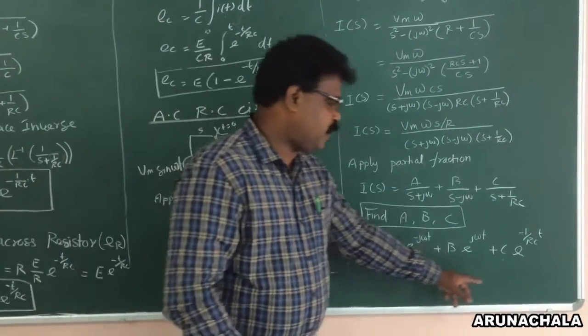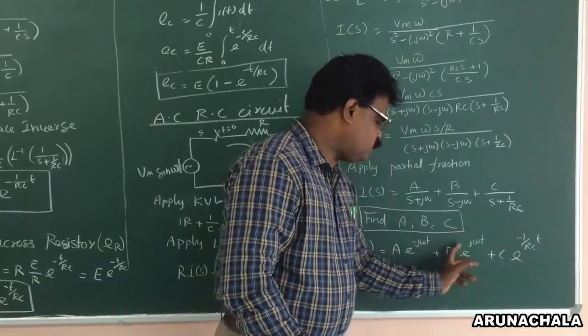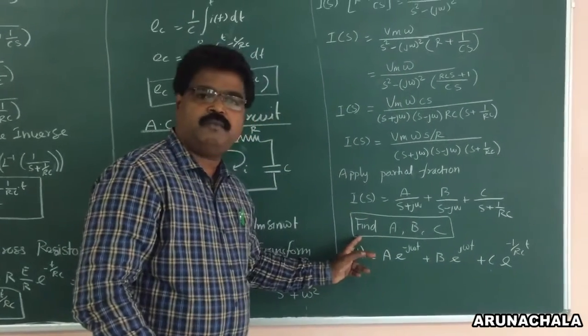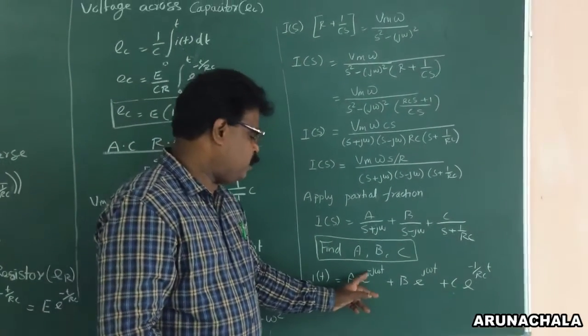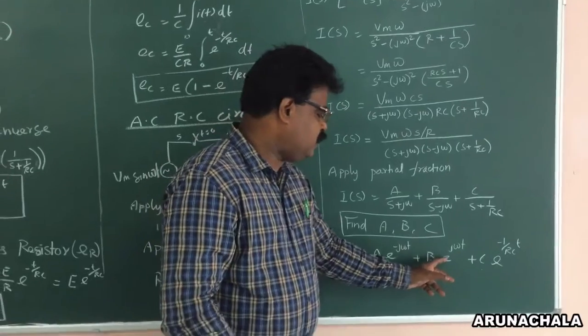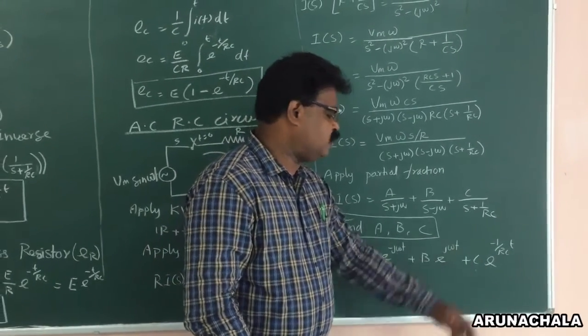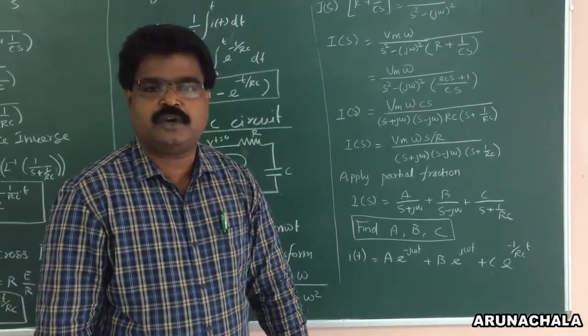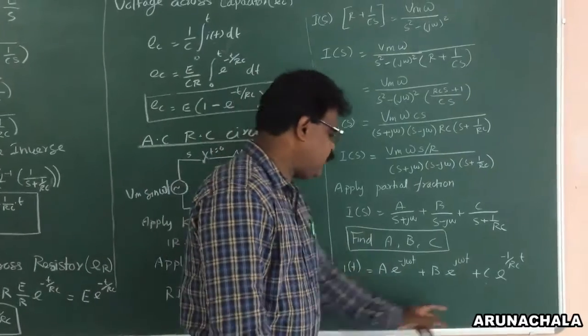So this is the expression for I of t. Here you must substitute the values of A, B, C. I of t is A into e power minus j omega t, plus B into e power j omega t, plus C into e power minus 1 by RC into t. So this is the expression for I of t.